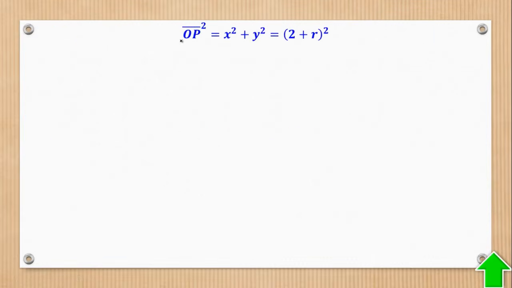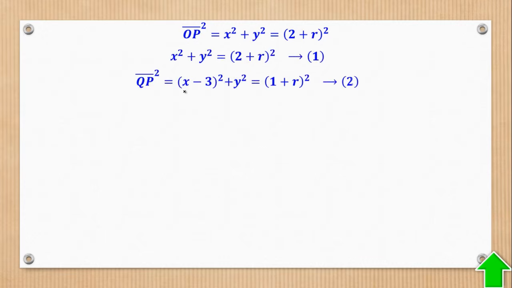So now we shall see that OP squared is equal to this. Remember, distance between 2 points is given by this formula, squared, that's why there is no square root. And so that distance is also 2 plus r. Therefore, that will be equation 1. Then also QP is given by this formula, and that distance is also equal to 1 plus r from the diagram. So that will be equation 2.